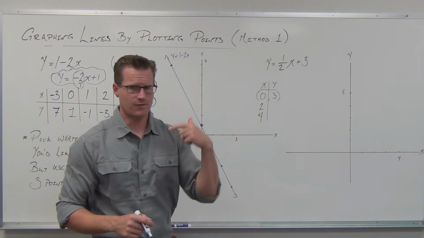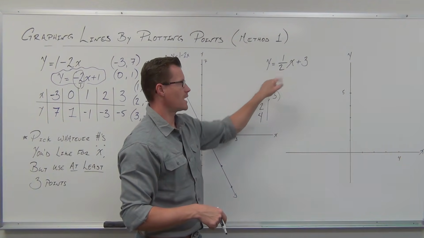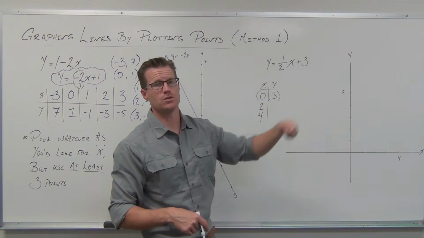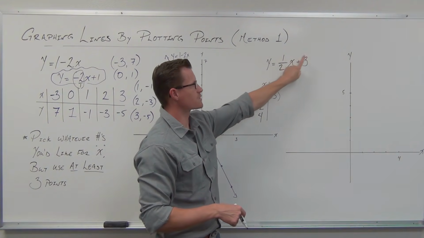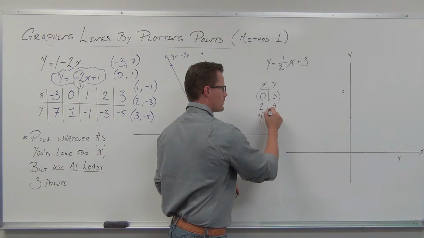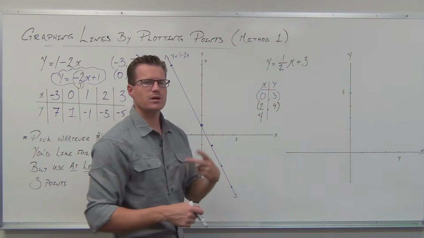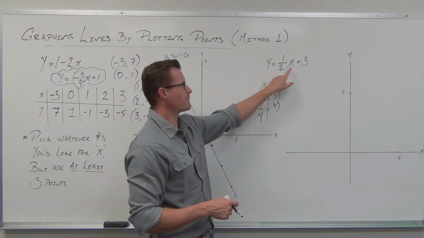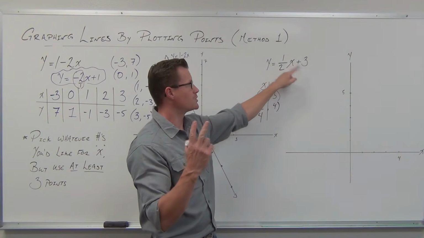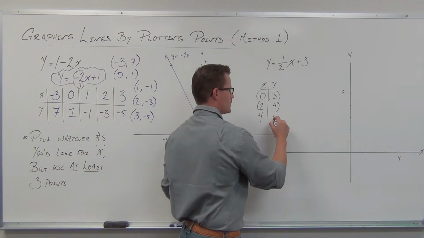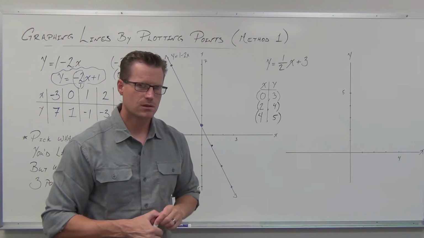Plug in 2 on your own. If you can do it in your head, awesome, or take your calculator out with your fraction button. 1/2 times 2. That's 1/2 of 2. Well, that's 1. 1/2 times 2 is 1. 1 plus 3 gives you 4. And right there we have another ordered pair. We have an input-output. Let's plug in 4. Well, 1/2 times 4. 1/2 of 4 is 2. 2 plus 3 gives you 5.